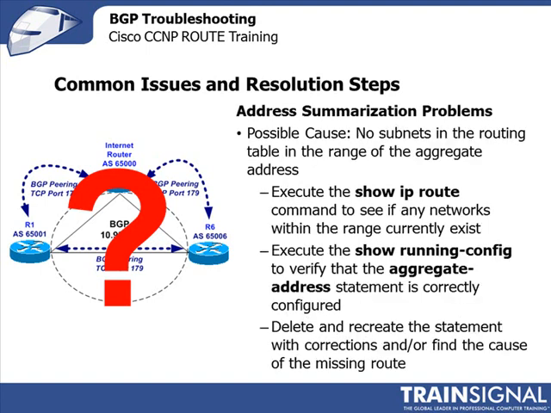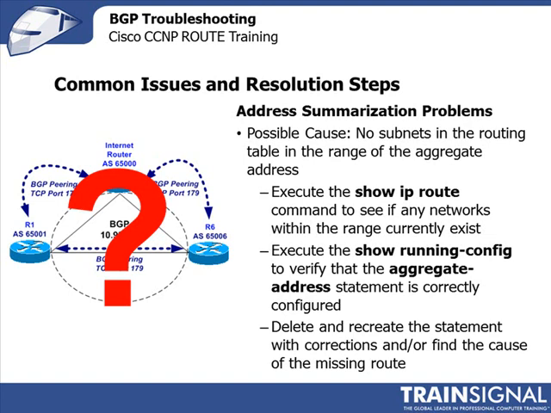In terms of address summarization problems, the most common cause for an aggregate not being advertised is that there isn't some part of the IP address range within the aggregate that exists already in the routing table. The easiest way to determine that is do show IP route, and see if any networks within that range currently exist. I keep going back to the example of the ISP I work for.